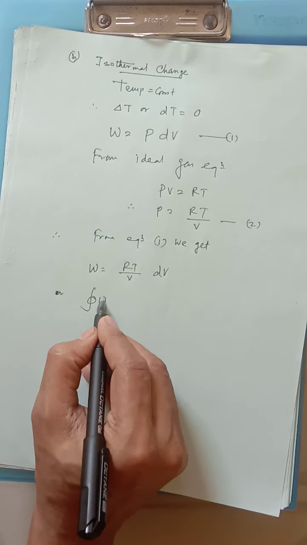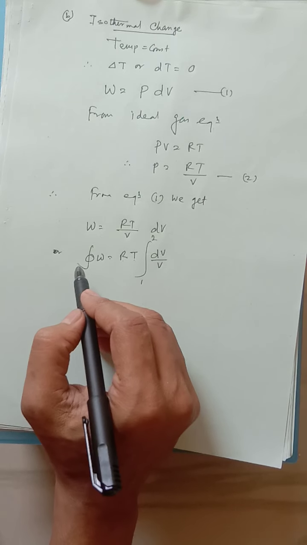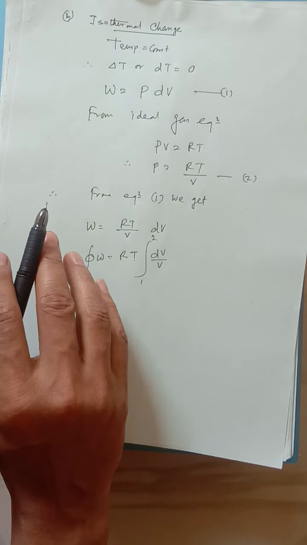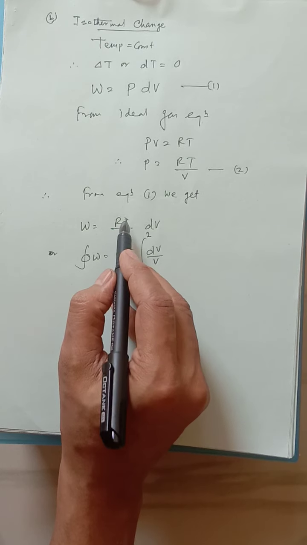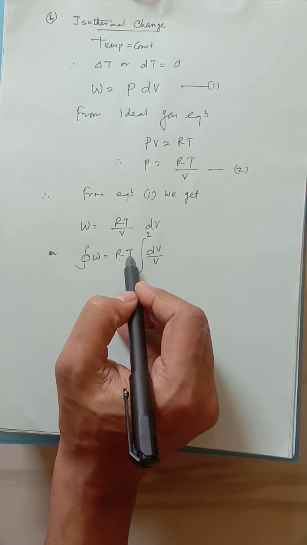Here one thing I have to discuss, I have taken R and T out of the integration. Why? Because in the last formula I mentioned, whenever a term is constant it is taken out of the integration part. Here R is the ideal gas constant, so obviously it is a constant, and T is also constant because we are discussing isothermal change, that means temperature remains constant here. That's why it is taken out of the integration part.